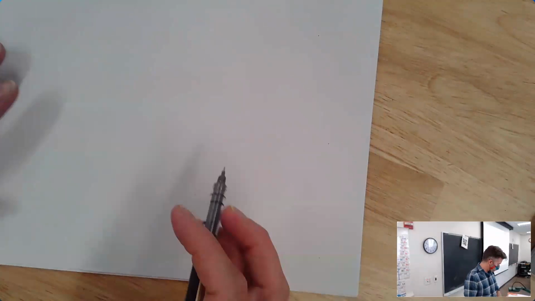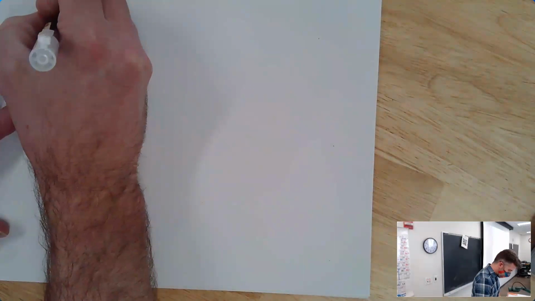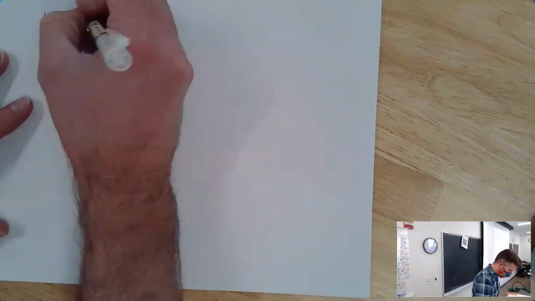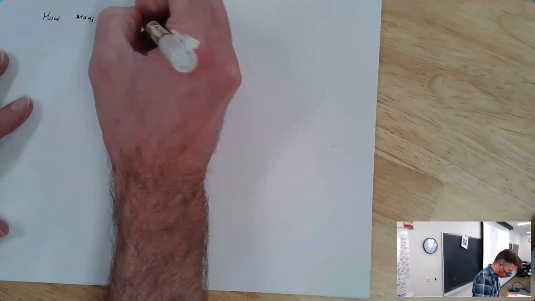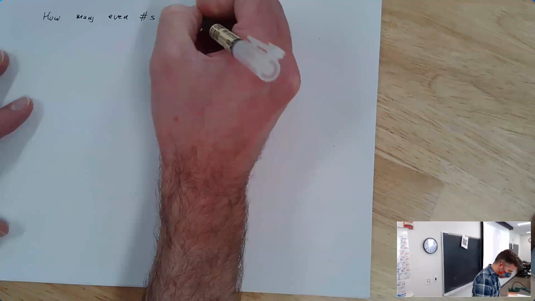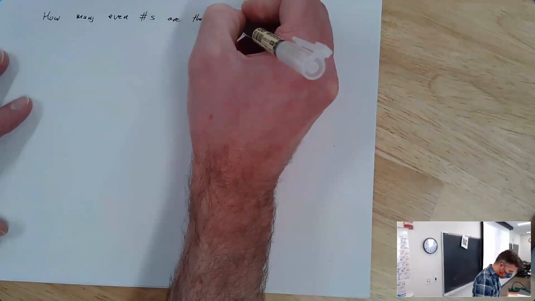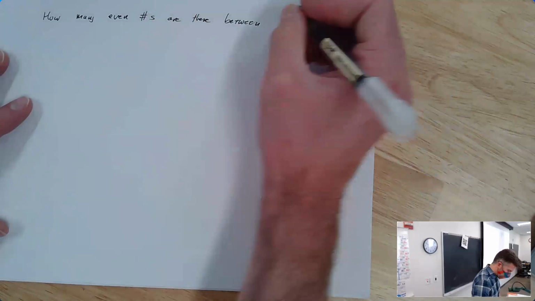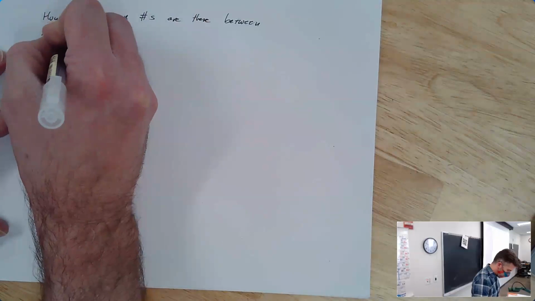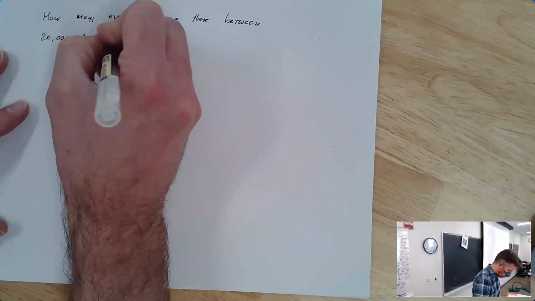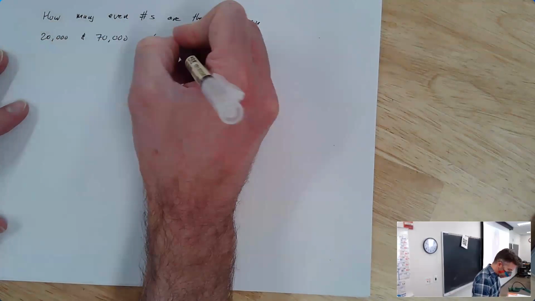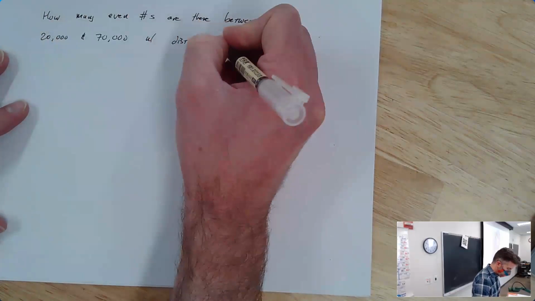Let's look at some other examples. How many even numbers are there between 20,000 and 70,000 with distinct digits?